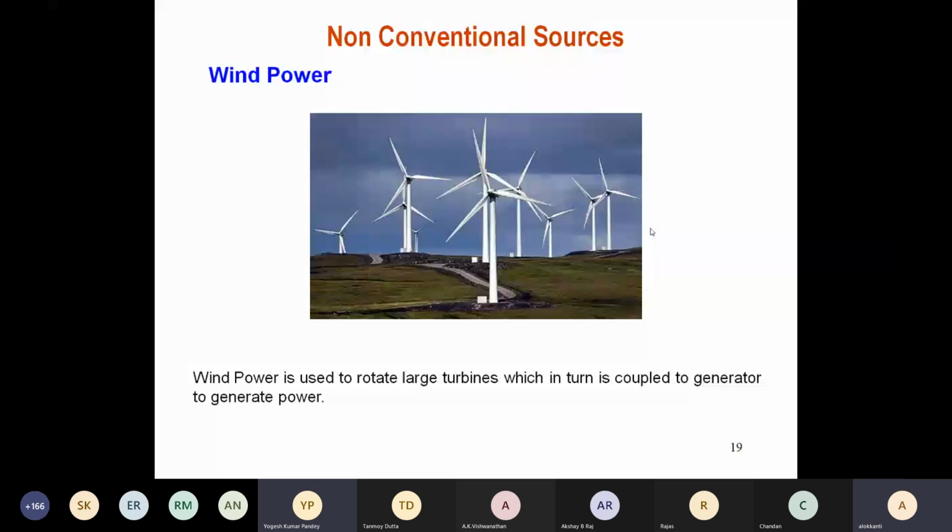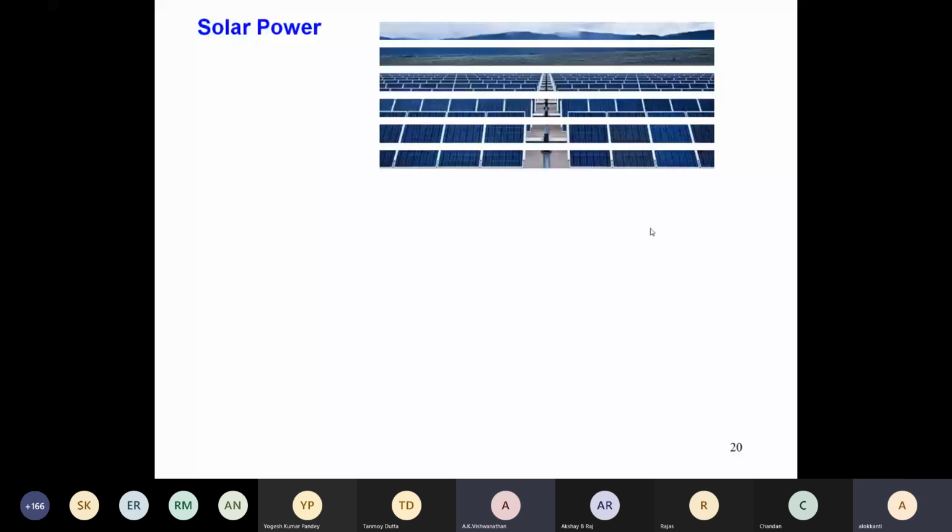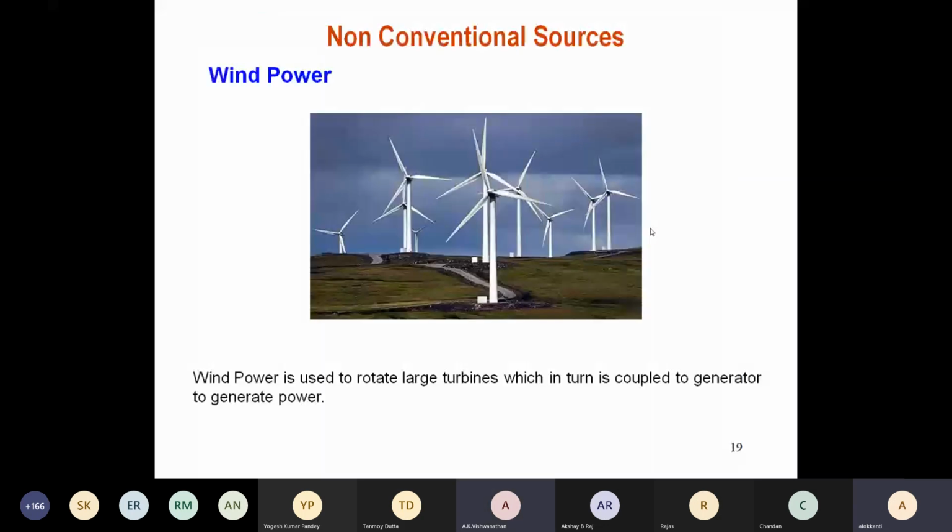Sir, I have a doubt. In wind power, only DC current can be generated, sir? No, I will come to that DC AC part later on. We will not introduce this now. We can always convert that. All those conversions are possible, DC to AC, AC to DC, everything is possible.